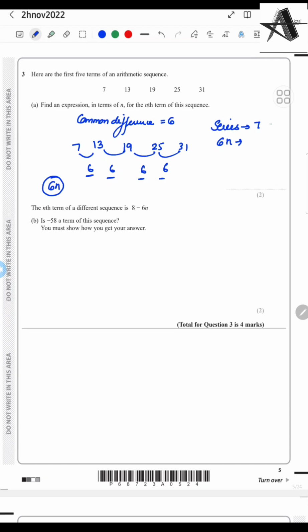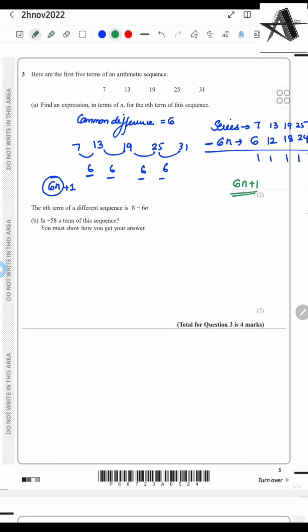Original series is 7, 13, 19, 25. And the 6n series is where you need to put n equals 1, n equals 2. So when I put n equals 1, it will be 6. N equals 2, 12. N equals 3, 18. N equals 4, 24. And now subtract these two. You'll get 1, 1, 1, 1. This common 1, you need to add it here. So your nth term comes out to be 6n plus 1. So this is how you can calculate the nth term.